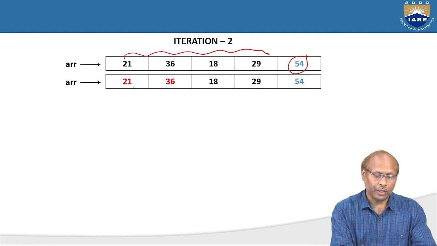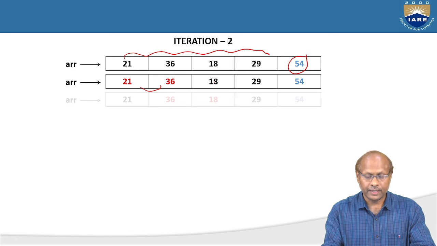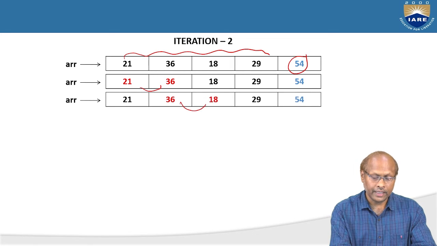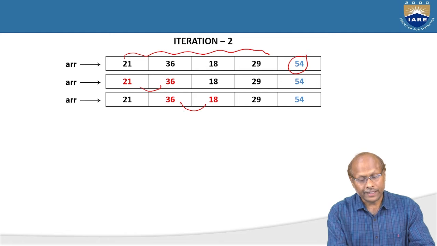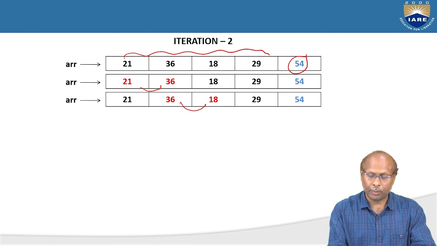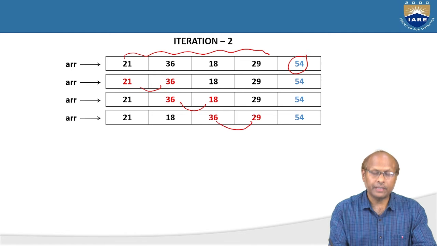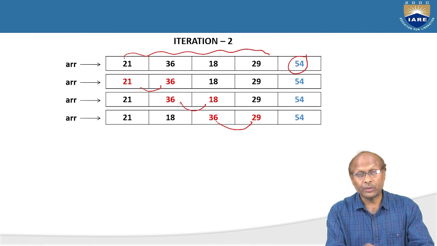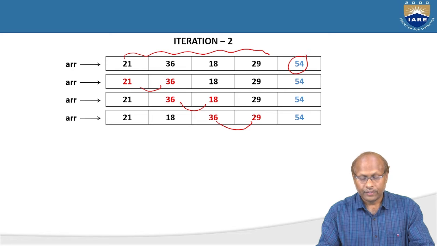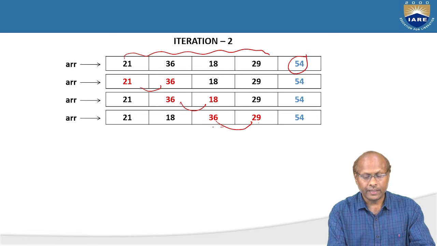21, 36, compare the neighbor. 21 is not bigger, no need to interchange. Then 36 and 18, compare. If 36 is bigger than 18, then swap it. So 36 has come here. Then compare 36 with 29. Always you have to compare the neighbors only. Then 36 is bigger than 29, then swap it.